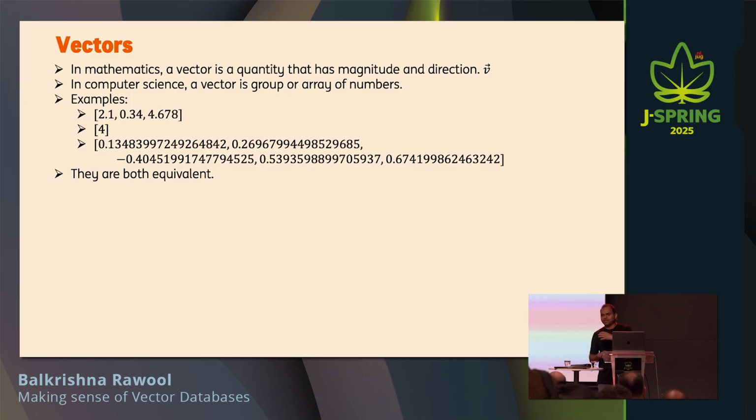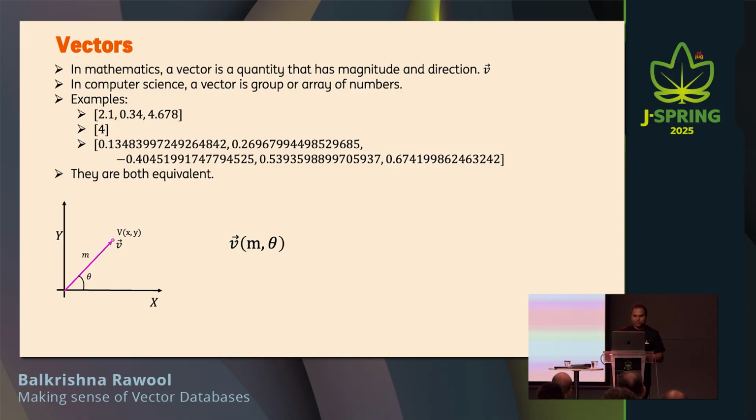And it is important to understand this equivalency because it would be very helpful in getting the intuition for some of the concepts that we will discuss later in this talk. So let's first see how they are equivalent. For that, let's consider this example where we have a vector with magnitude m and direction, which is represented by this angle theta. Now, the same vector, we can put this vector on a two-dimensional plane, and we can see that it is same as this vector v with coordinates x and y.